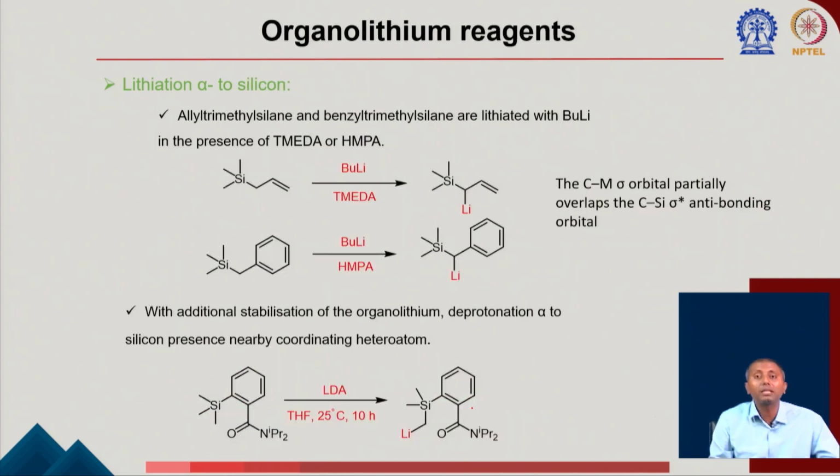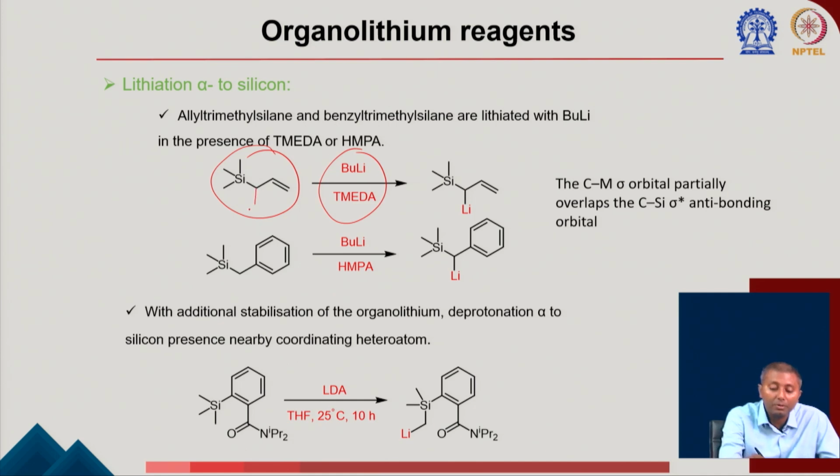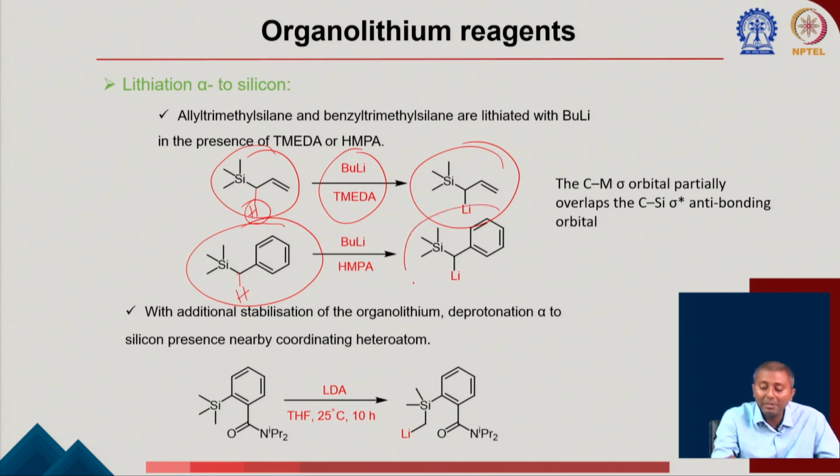So now we are talking about silicon. If you have an allyl silane and you treat it with butyllithium and TMEDA, it is going to abstract this proton from this position to generate the corresponding lithium. Very similar, if you have a benzylic group here, then again this carbanion will be even more stable. So it can be stabilized in two ways. First, it's benzylic or allylic, and the next is that silicon has an alpha effect.